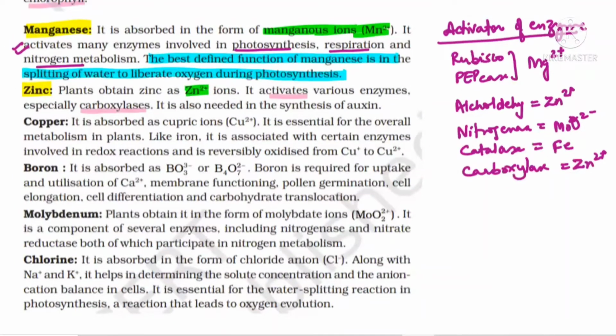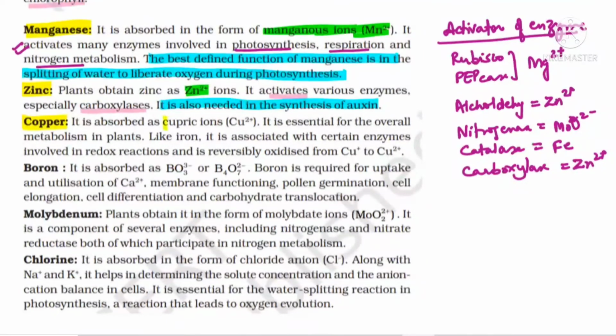So this is the way you can make the list from NCERT, and slowly you will find you are able to learn it the easy way now. Now zinc, if you know very well, is actually required for the synthesis of oxygen. Now next mineral ion is copper.